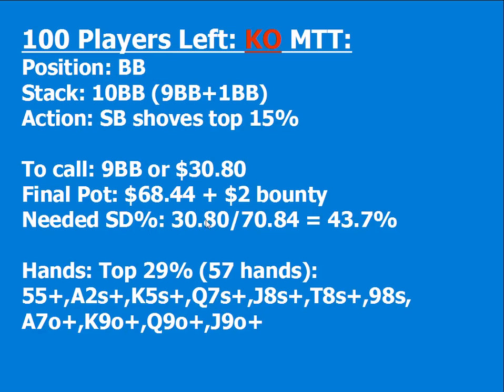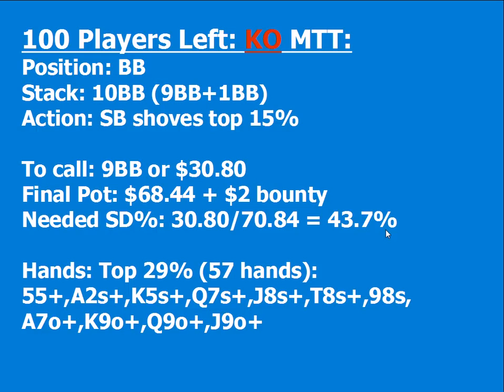So our needed showdown percentage is 3080 divided by these two things added together, 70.84, and so we need to win 43.7% of the time, right? That's just the risk divided by risk plus reward. It's that same formula that I always harped on in Flying Blinds. Risk divided by risk plus reward. So we need to be a 43.7% favorite to call.